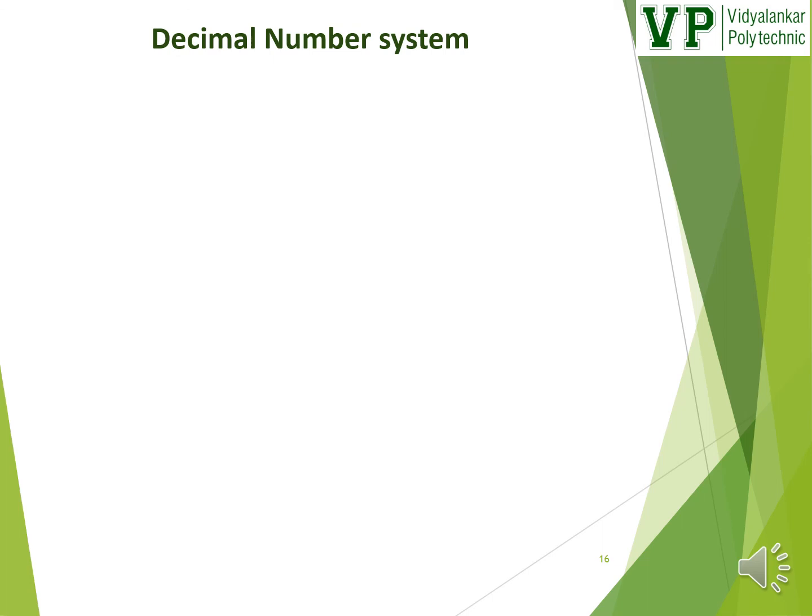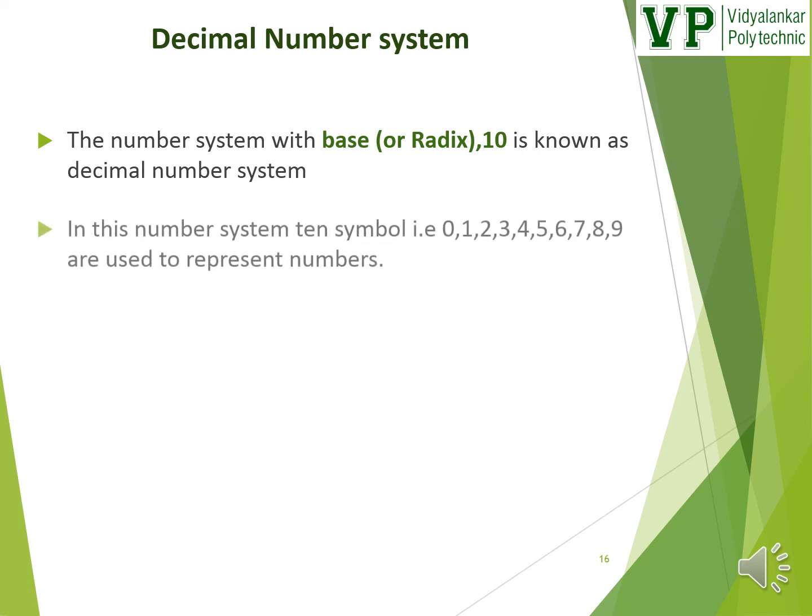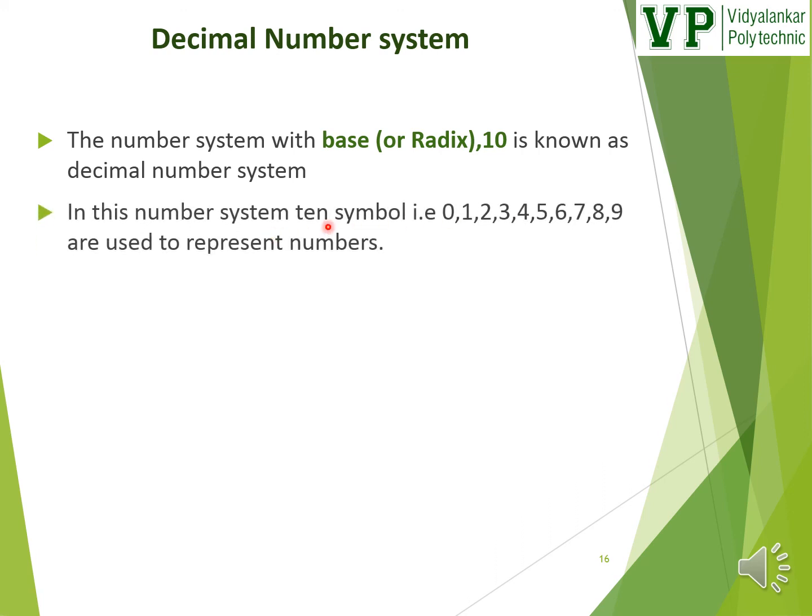Decimal number system. Decimal number system always consists of the base 10. It has a total of 10 symbols to represent the number, which is from 0 to 9. Example of decimal number system also consists of the numbers from 0 to 9, and we write it with the base 10.